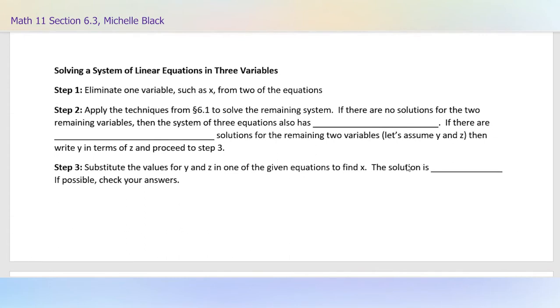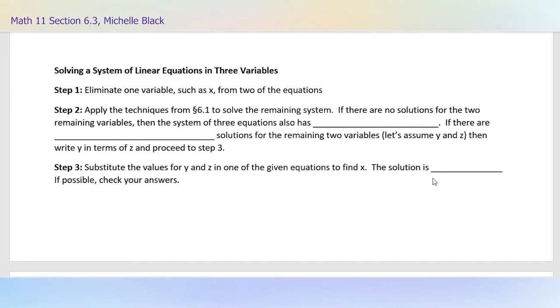Solving a system of linear equations in 3 variables. Step 1, eliminate one variable, such as x, from 2 of the equations. Step 2, apply the techniques from section 1 to solve the remaining system, because once you eliminate one of the variables, you'll be left with a system of only 2 variables, which is what we learned how to solve in section 1. So that means you can use the graphing method, the substitution method, or the elimination method.